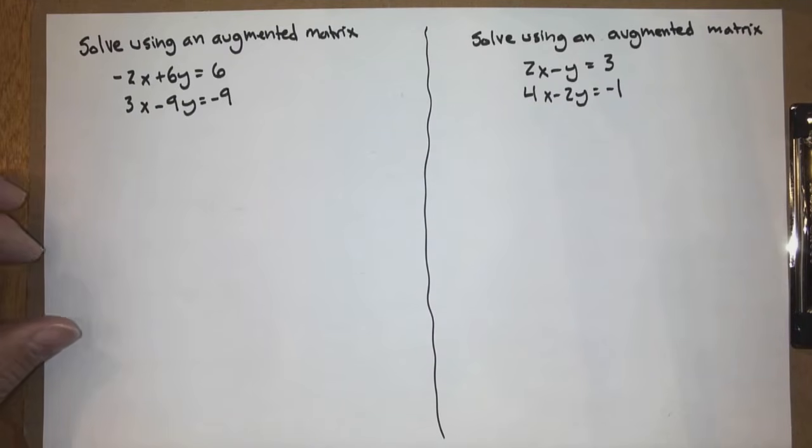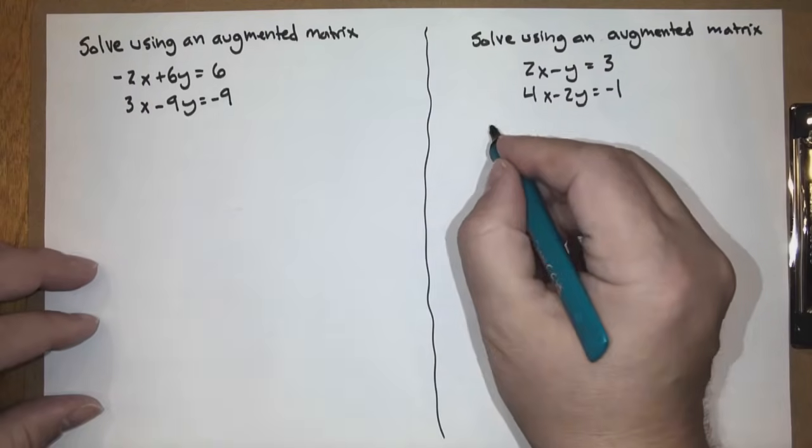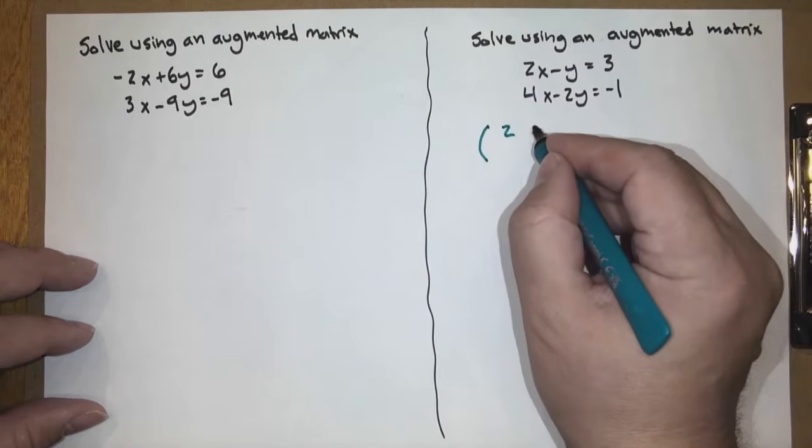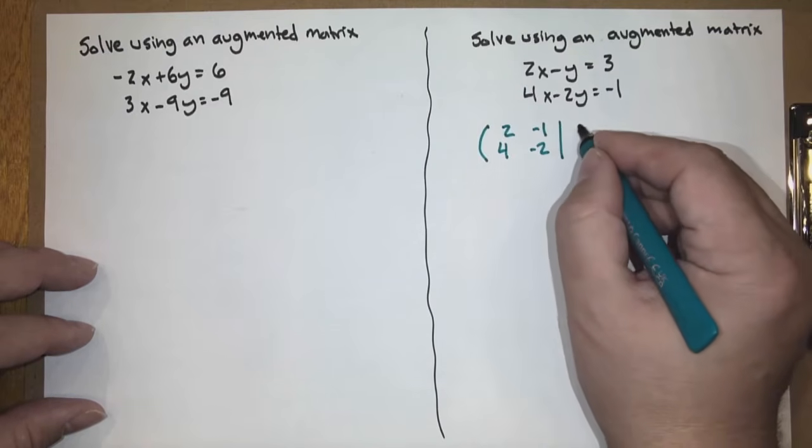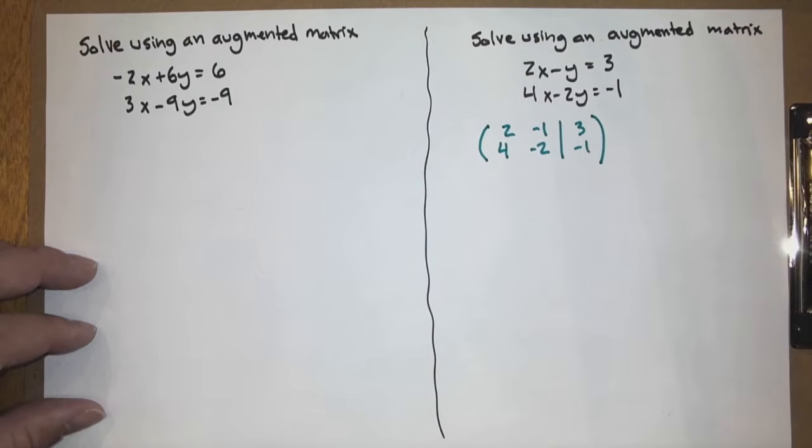Now, it says augmented matrix. So we're not going to do our parallel thing. We just do that once just to help us see, okay, this does what we think it does. So we're just going to get good at just using these numbers themselves. 2, -1, 4, -2, and 3, -1. Okay, so there's our augmented matrix.